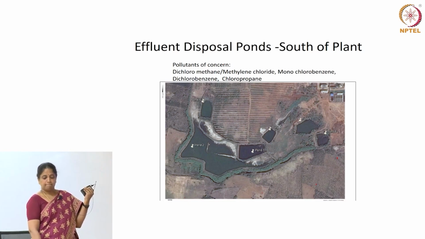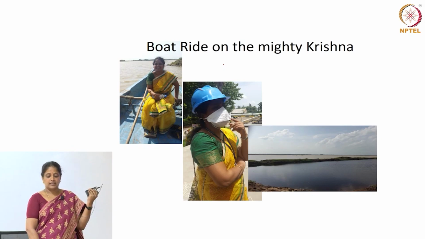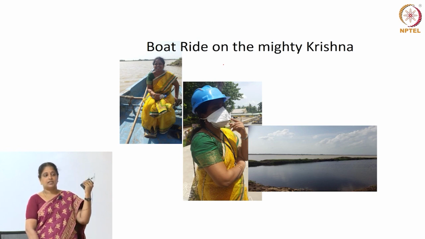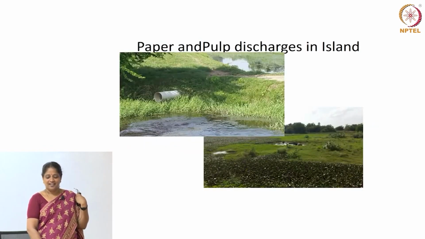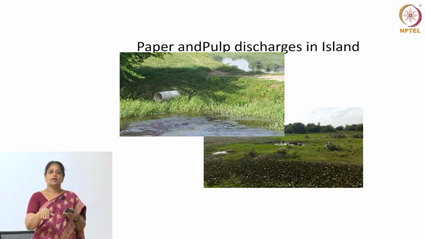All right. So, this is another project on the river Krishna. Along the river Krishna, there was a paper and pulp unit, and they were discharging the water into an island in the middle of the river. That was not a jolly tour, it was an official trip. This is the island. I wanted to show you how they bring the water across the Krishna below the water and discharge it into the land within the island.